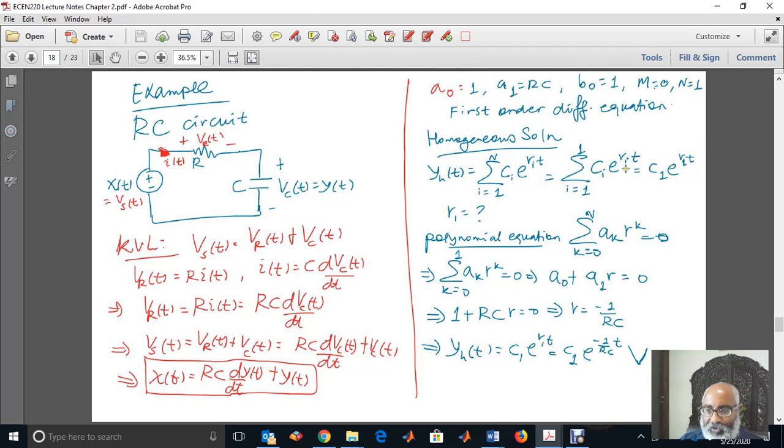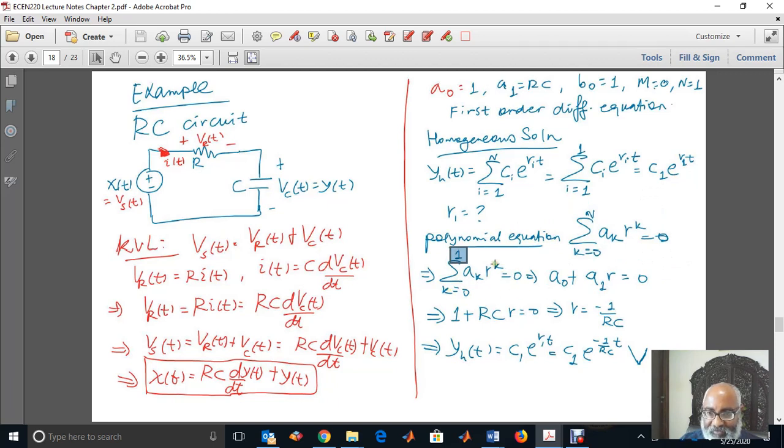Then for the homogeneous, I will have definitely one root. This is the general form, from 1 to n, C_i e raised to r_i t. So from 1 to 1, it will be C1 e to the power of r1 t. The polynomial equation, I have this from k equals 0 until my n is 1, a_k r to the power of k is equal to 0.